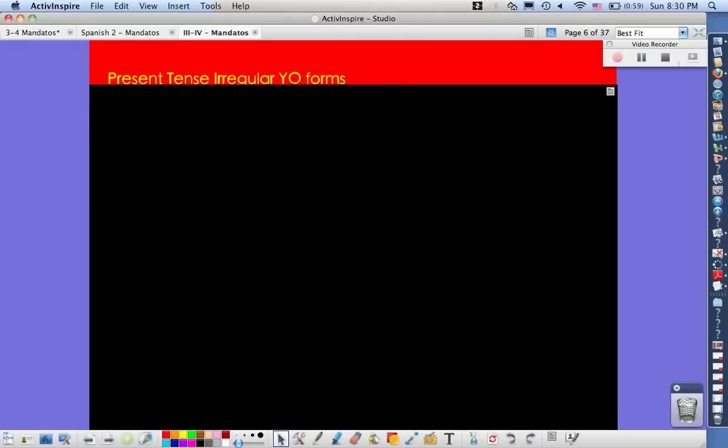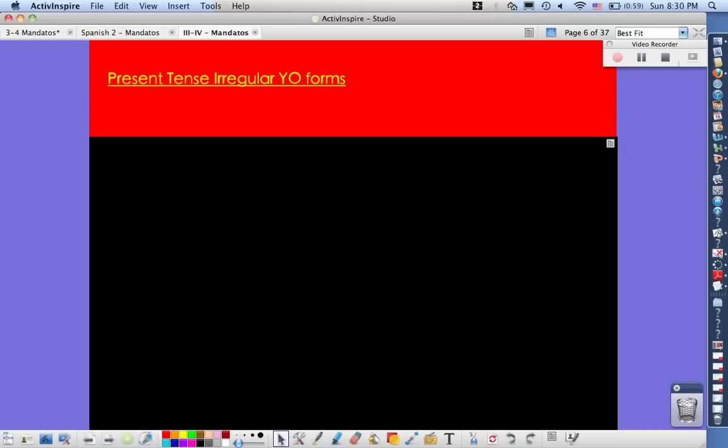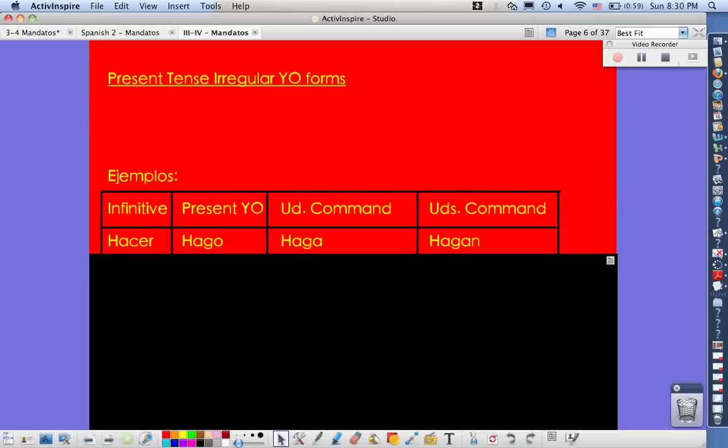Additionally, we have to pay attention to the irregular yo forms. The irregular yo forms look like this. You'll find verbs like hacer, changing to hago in present tense. Gotta watch out for those irregular yos. In usted command, it'll become haga, or ustedes command, hagan. Or to make them negative, no haga, no hagan.